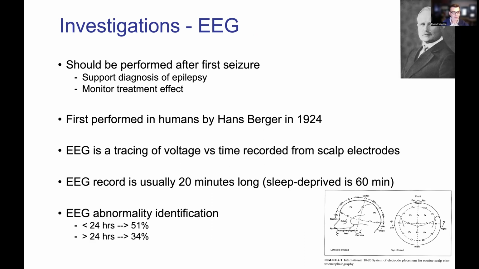The chance of identifying a diagnostic abnormality on an EEG within 24 hours of having a seizure is 51%. And if you wait more than 24 hours to get an EEG after a seizure, the diagnostic yield goes down to 34%. So in some centers, such as ours, we do have access to after-hours EEG. So if a patient comes into the hospital with an acute onset of a single seizure or multiple seizures, we try and get an EEG within 24 hours to increase the diagnostic yield.